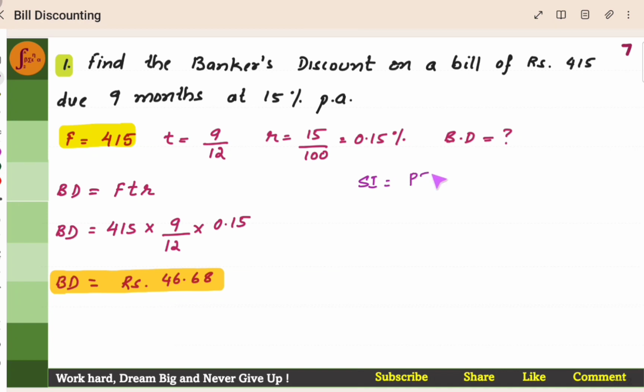It is PTR by 100, right? But here, instead of putting P, you put F, so FTR by 100. So this becomes banker's discount, right? Now this is one way of remembering this particular formula. Now FTR. So F is 415 face value. T is 9 months. T should be represented in years. So it's 9 by 12. R is the rate of interest. So just substitute all these values in this particular formula and you'll get banker's discount.